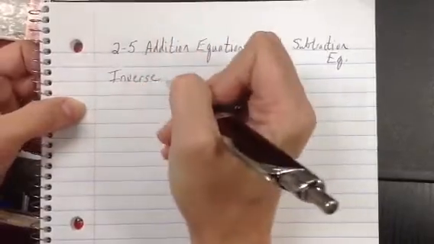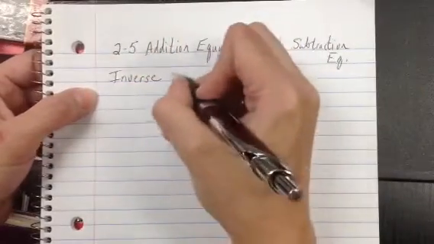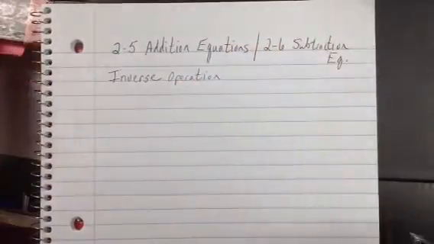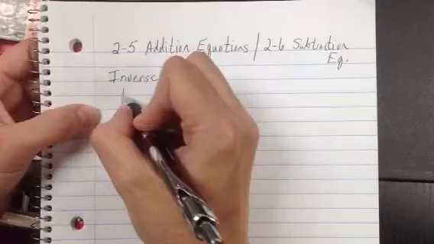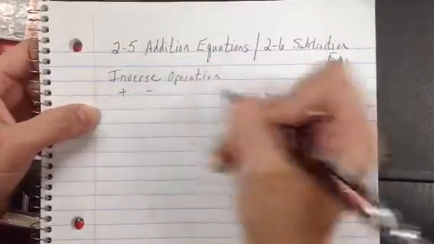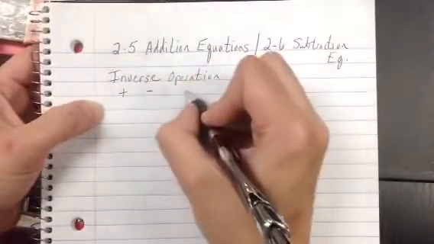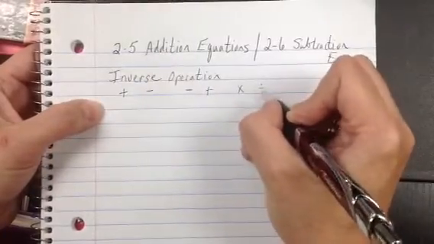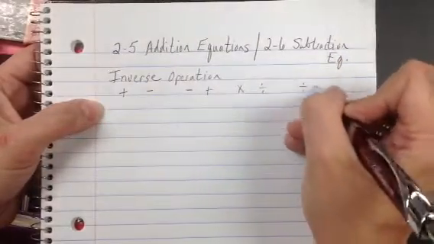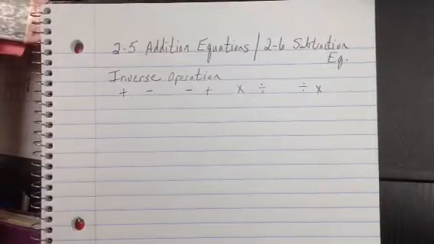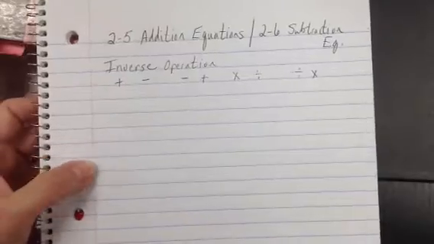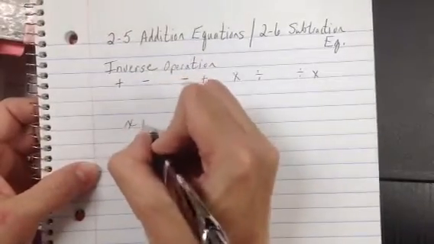All right, so I said inverse operation. Inverse kind of means opposite or reverse. So an inverse operation does the opposite thing of its counterpart. The inverse operation to addition is subtraction. The inverse operation to subtraction is addition. The inverse operation to multiplication is division. And the inverse operation to division is multiplication. Kind of makes sense.